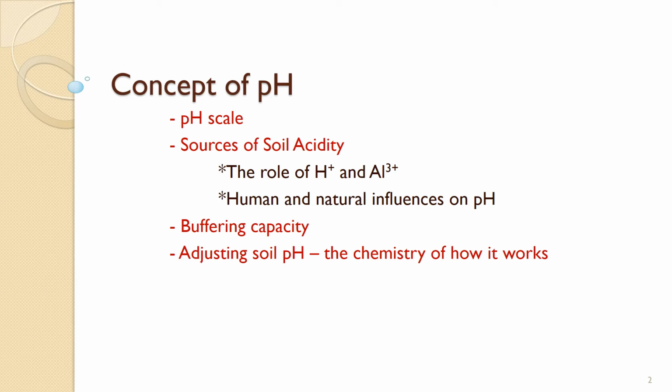So the general concept of pH is basically on a scale, okay? It's based on the sources of soil acidity, and we're going to talk about the role of protons and aluminum in soil acidity, and some of the human and natural influences on pH. We're also going to go over a concept called buffering capacity and adjusting soil pH, kind of the chemistry of how it works.